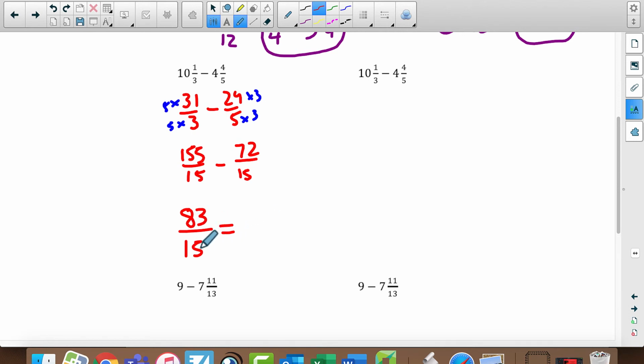Or you can ask yourself, how many 15s go into 83? Well, 5 do. That gets us up to 75. And you'd still have 8 left over. So 5 and 8/15 would be your answer.